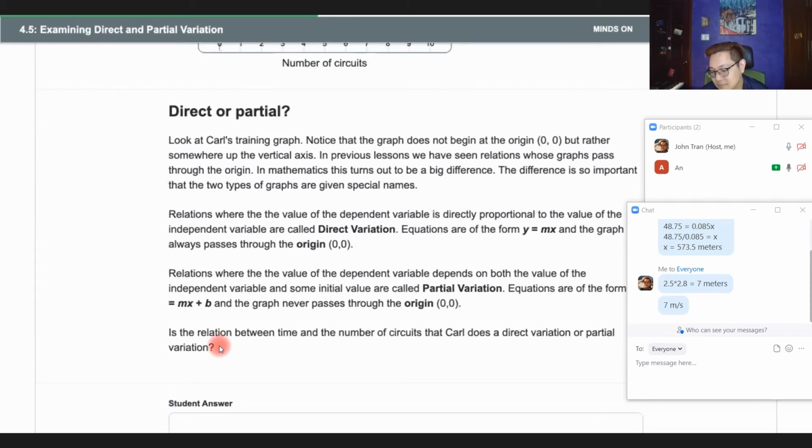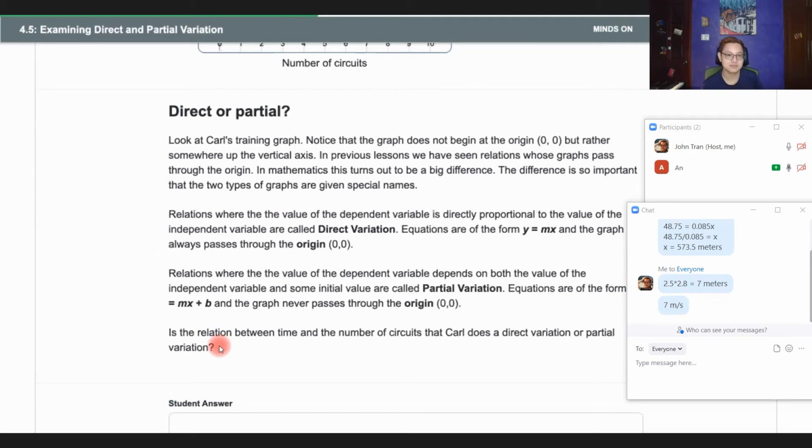Direct or partial? Look at Carl's training graph. Notice that the graph does not begin at the origin, 0, 0. Rather, it starts somewhere up the vertical axis. In the previous lesson, we have seen relations whose graph passed through the origin. In mathematics, this turns out to be a big difference. The difference is so important that the two types of graphs are given special names.